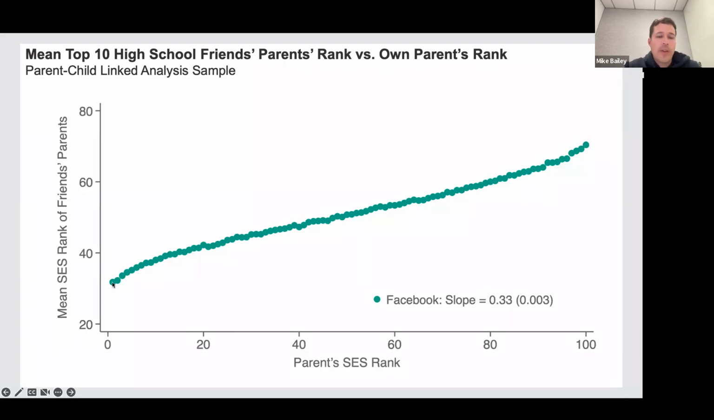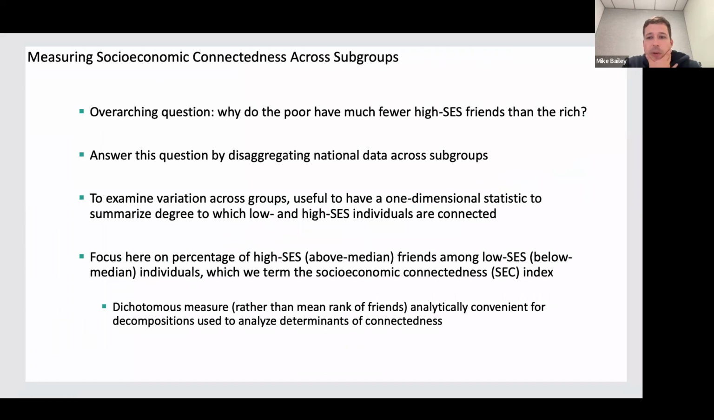Whereas in the bottom percentile, their friends' parents are in about the 30th-ish percentile. So these processes occur in high school too. So this led us to a lot of other questions to answer, which is one is, why do the poor have much fewer high SES friends than the rich?